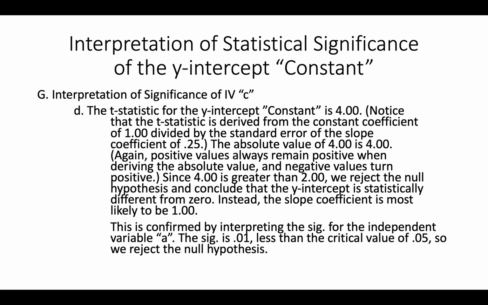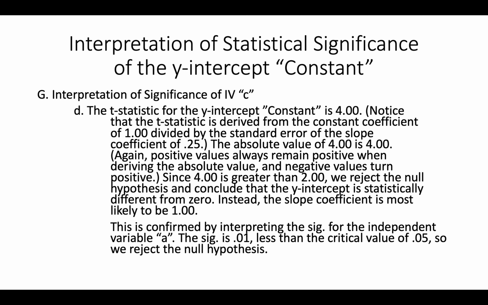Finally, we correctly interpret the statistical significance of the y-intercept constant. The t-statistic for constant is 4.0, which comes from the y-intercept of 1 divided by 0.25. The absolute value of 4.0 is 4.0. Since 4.0 is greater than 2.0, we reject the null hypothesis and accept the alternative hypothesis, concluding that the y-intercept is not 0. Instead, the y-intercept is most likely to be 1.